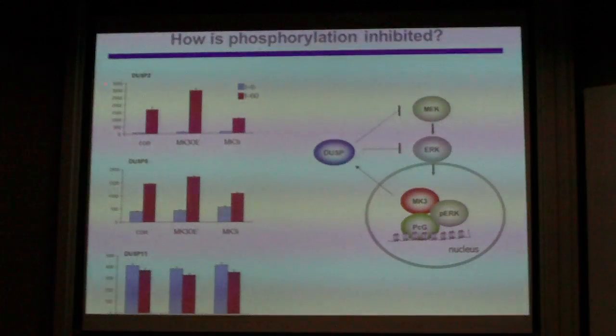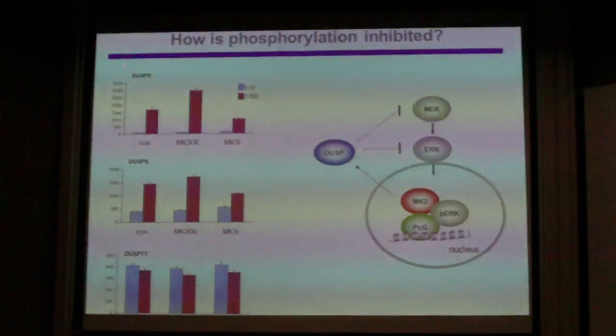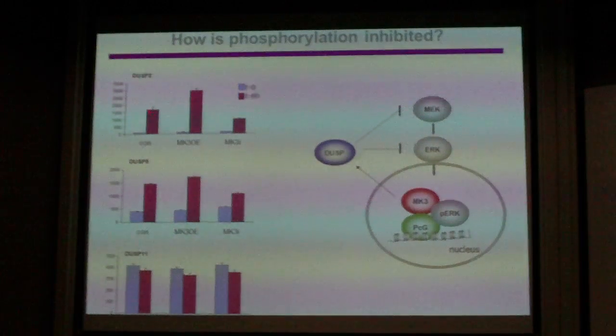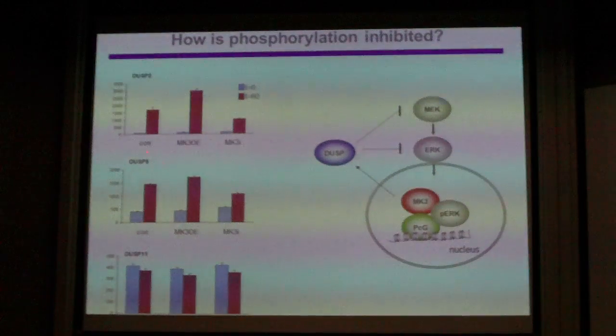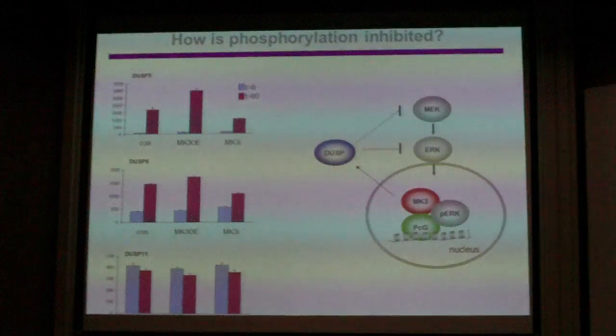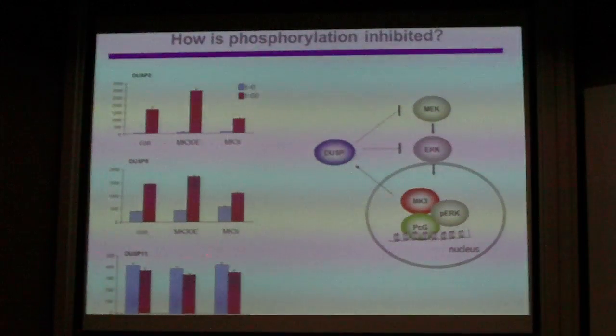So what we've seen is, in this case, we looked at MP3 overexpression and MP3 inhibition. We looked at several DUSPs, and we see that DUSP2 and DUSP5 are induced by mitogenic stimulation, which is one requirement. And we see that they are much more induced if we overexpress MP3, and much less induced when we inhibit MP3. This is not the case for all of them, but it's specific for DUSP2 and DUSP5.